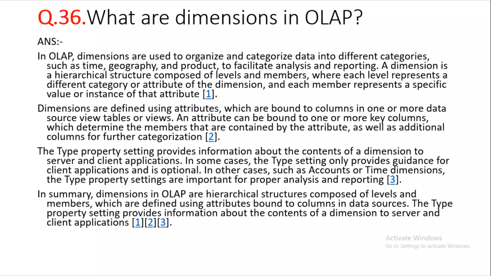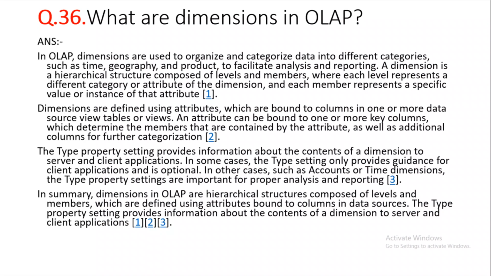Question number 36. What are dimensions in OLAP? OLAP dimensions are used to organize and categorize data into different categories such as time, geography, and product to facilitate analysis and reporting. A dimension is a hierarchical structure composed of labels and members, where each label represents a different category or attribute of the dimension, and each member represents a specific value or instance of that attribute.